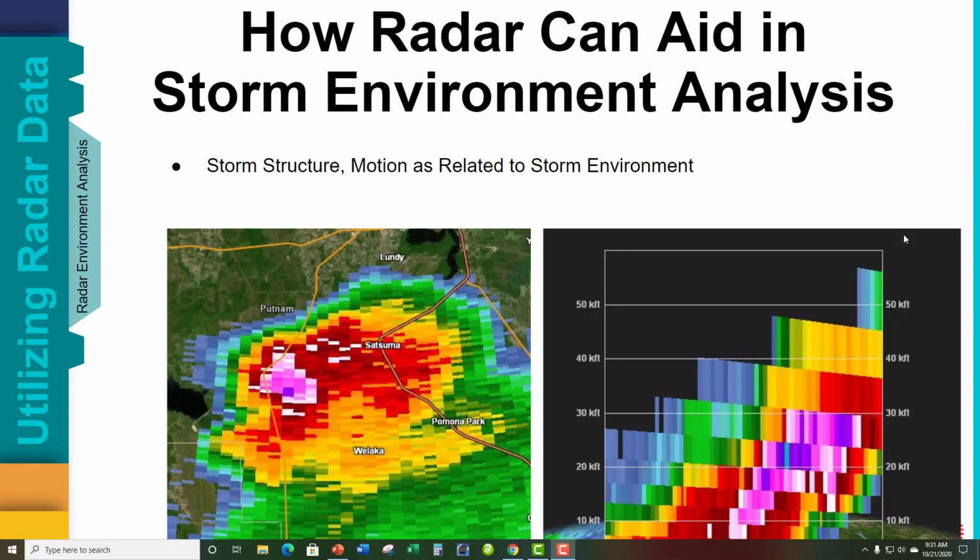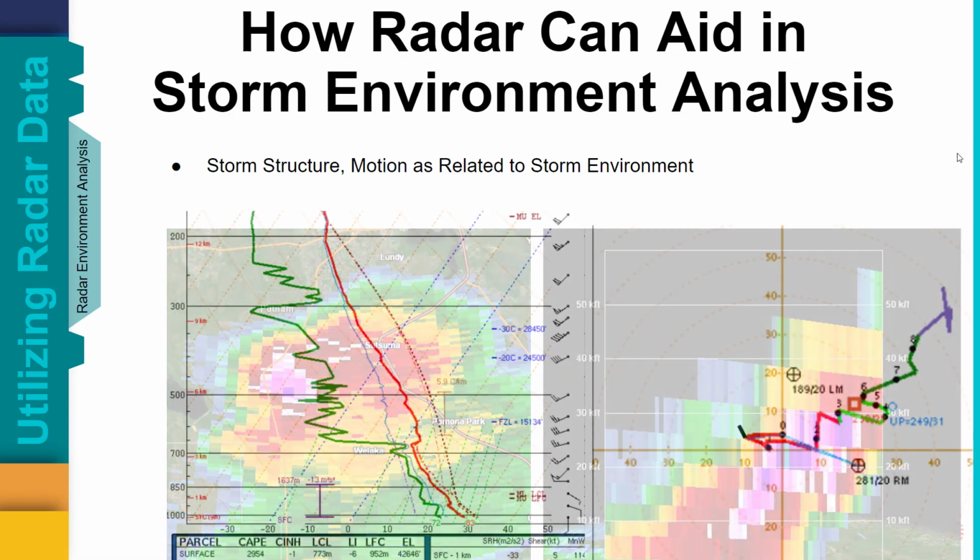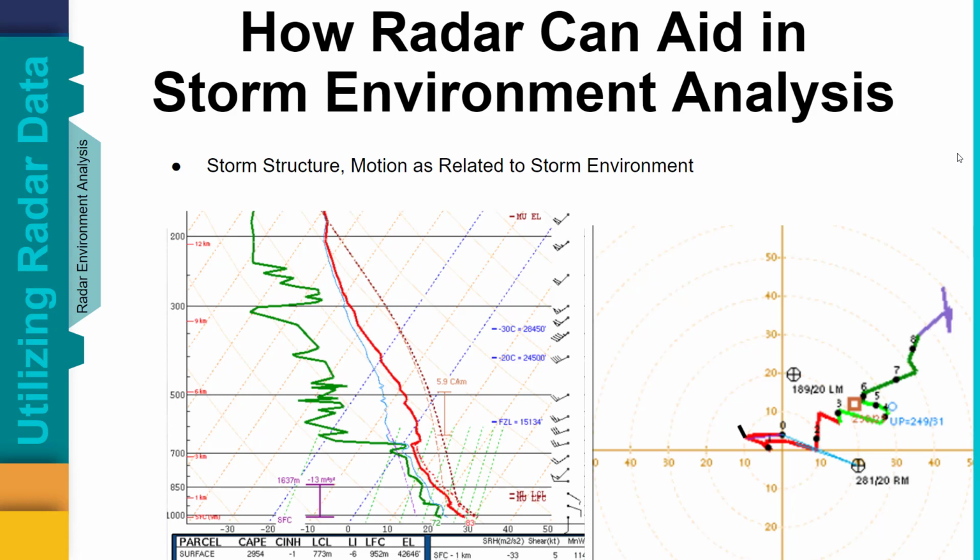Here's an interesting case with a lone left-moving supercell in northern Florida that produced up to golf ball-sized hail. Look at the impressive structure on the cross-section.